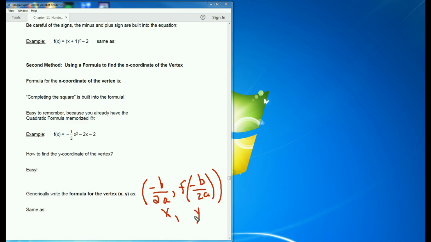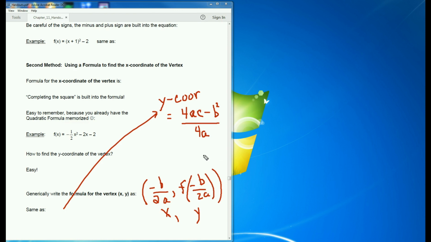Or it turns out that there is actually also a formula for the y-coordinate of the vertex. Let me just come up here. The y-coordinate is equal to 4ac minus b squared, divided by 4a.